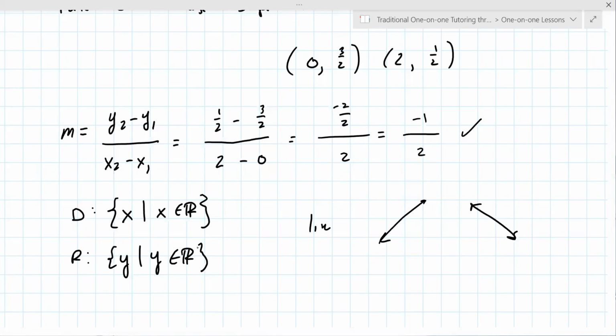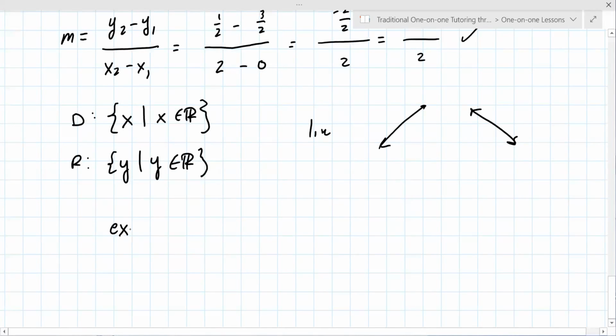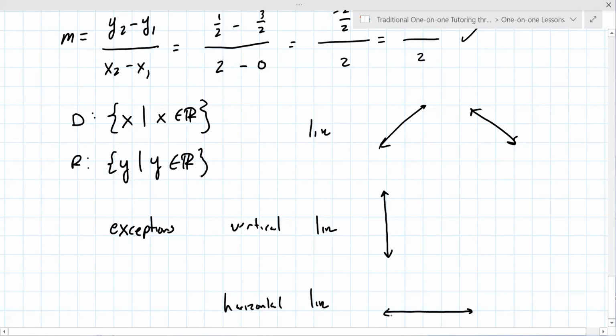Not trying to be critical of you, but a line is always straight, so it's unnecessary to say straight line. Maybe that's language you're using. What I'm trying to tell you is that there are exceptions, let me draw the exceptions here. Maybe you've already seen these in class. The exceptions are a vertical line, which is like this, and a horizontal line, which is like this.